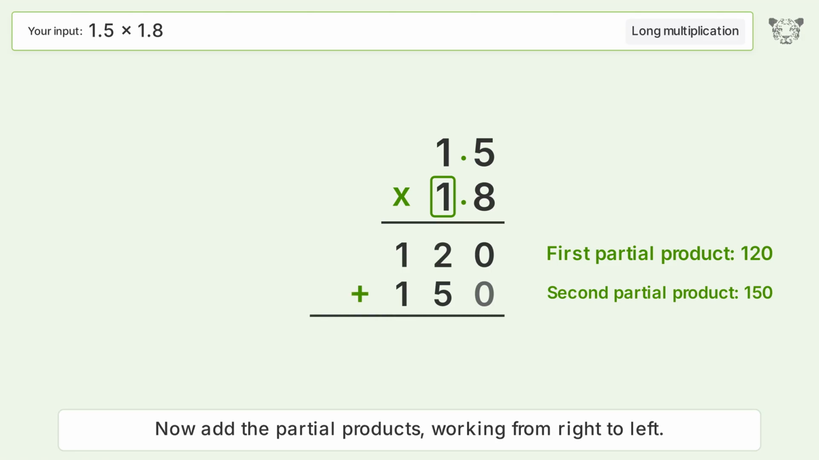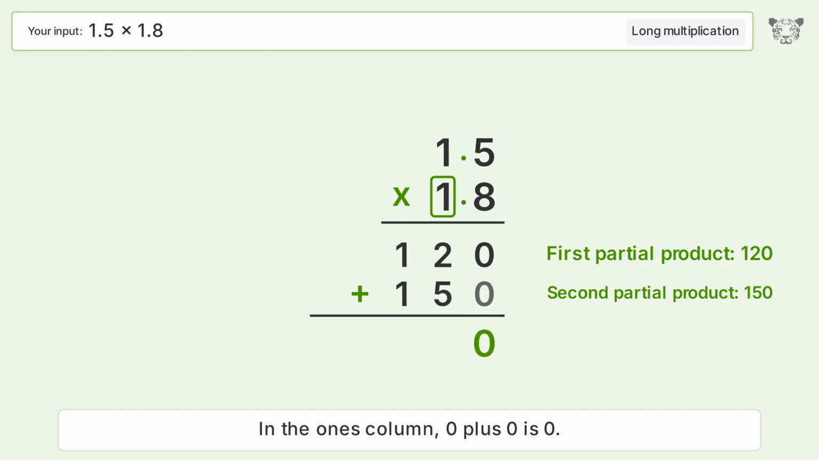Now add the partial products, working from right to left. In the ones column, 0 plus 0 is 0. In the tens column, 2 plus 5 is 7. In the hundreds column, 1 plus 1 is 2. The whole number product is 270.